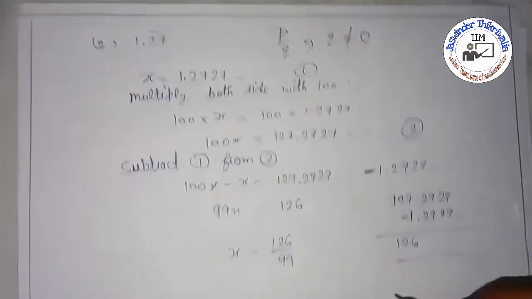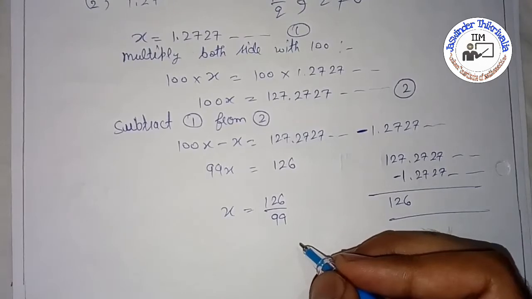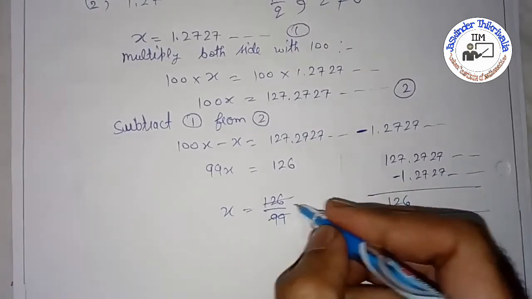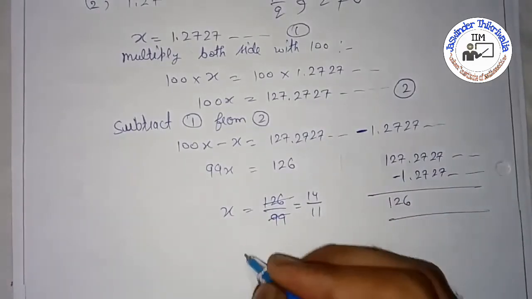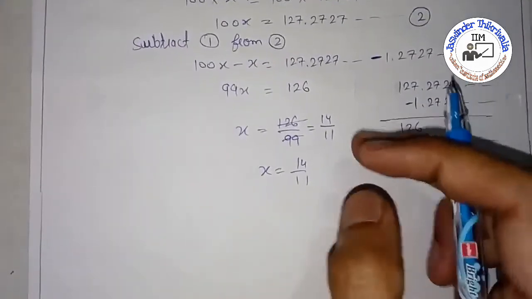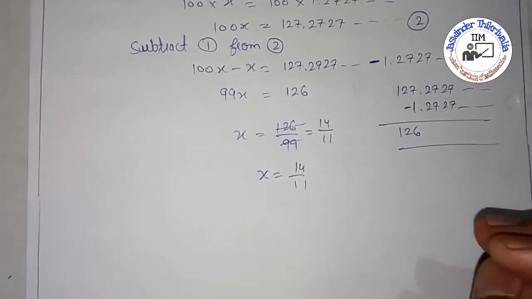126 upon 99. Now you can simplify it. By simplification you will get the answer 14 upon 11. X's value is 14 upon 11. So these are the examples.